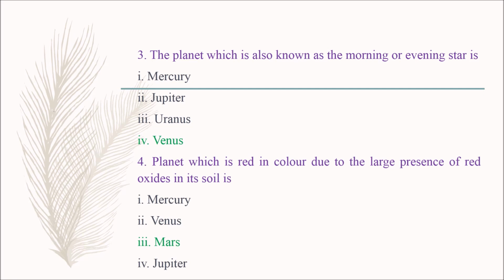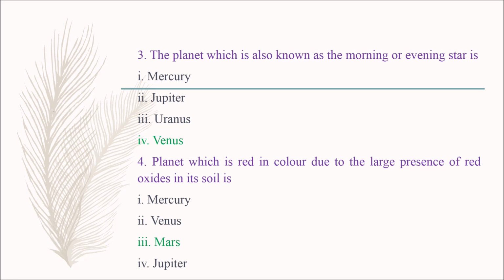Question number 4. Planet which is red in color due to the large presence of red oxides in its soil is option number 1 Mercury, option number 2 Venus, option number 3 Mars, option number 4 Jupiter.